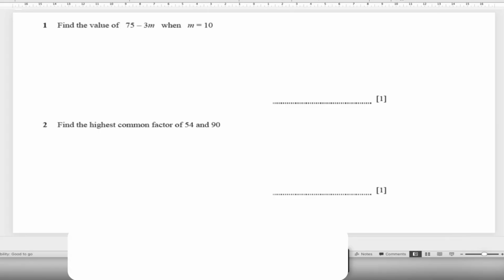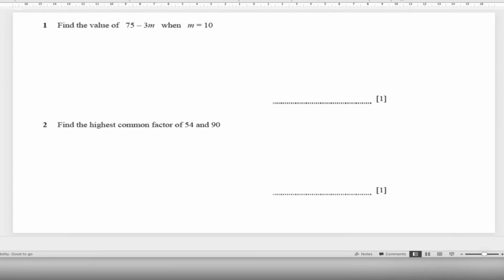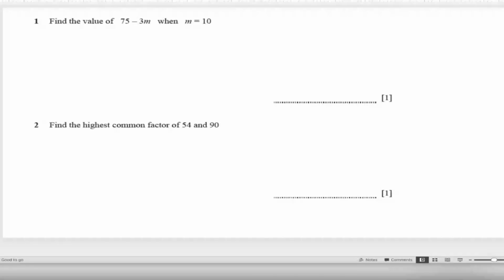Let's have a look at this first question. Find the value of 75 minus 3m when m is equal to 10. We have an expression 75 minus 3m and we are told that m equals 10. That means wherever we see m, we are going to replace it with 10. So let's see what this expression will become. So 75 minus 3m will become 75 minus 3 multiplied by 10.